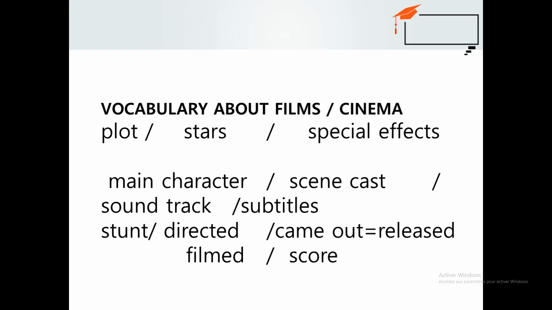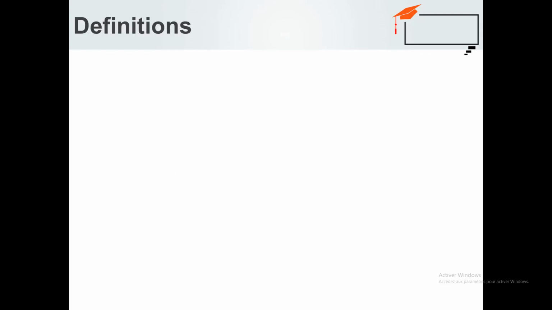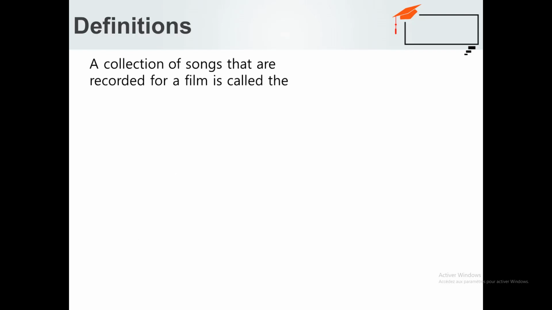So these words are really important. You can find them in each lesson or each text you will read about the cinema. So you need to know the meaning of the plot, stars, special effects, main character, scene, the cast, the soundtrack, the subtitles, stunt, directed, came out, released, filmed, and score. Make sure that these are not the only words you can find, but I selected the most important ones. Now here are some definitions of these words.